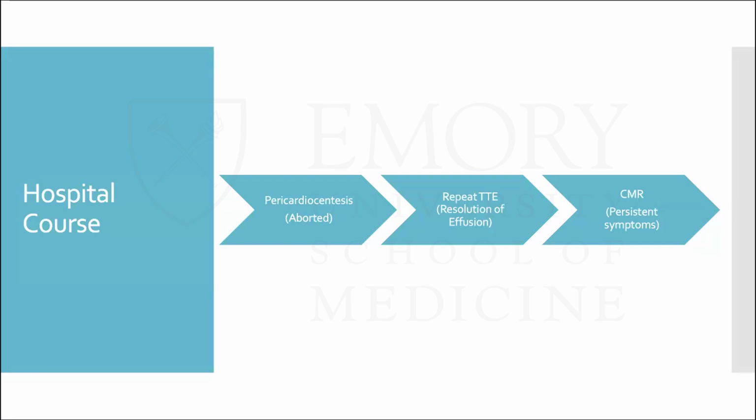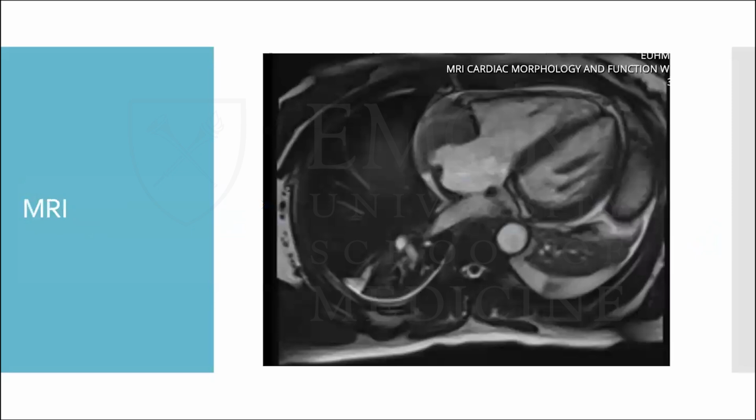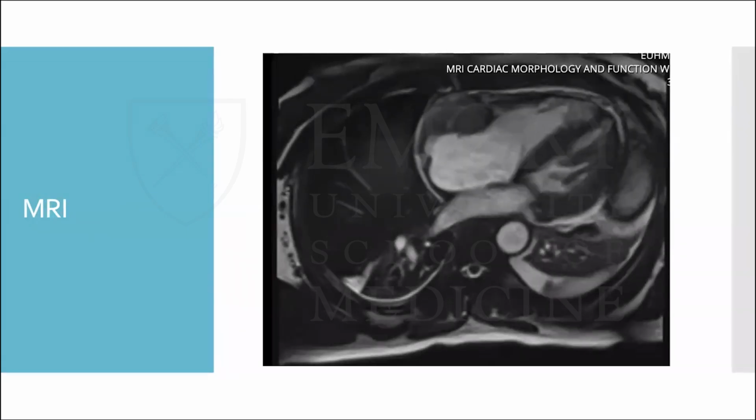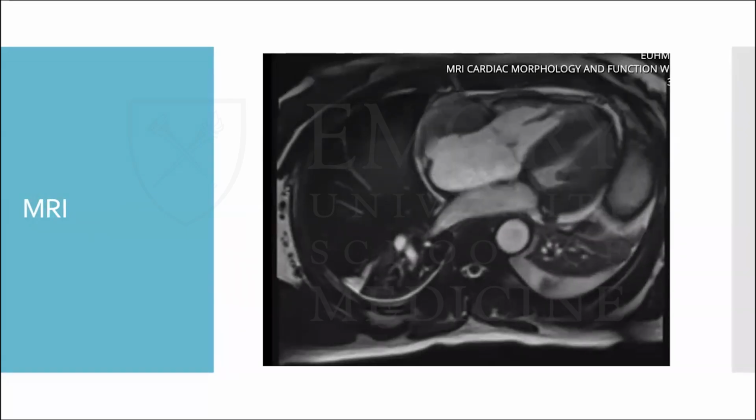And since there was concern of a pericardial etiology, the primary team decided to get a CMR to further characterize the pericardium to see if there was any inflammation going on. And here are the images from the CMR. And here you could distinctly see a right atrial mass that adheres to the pericardium.